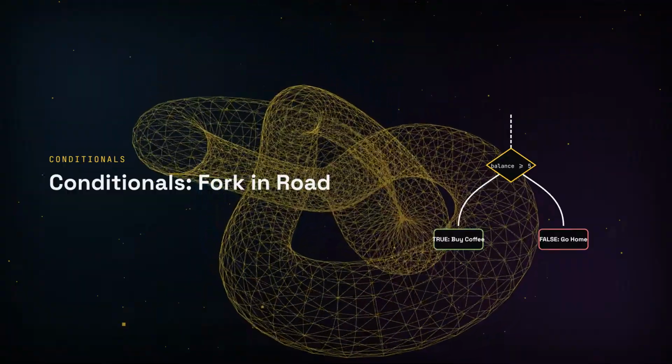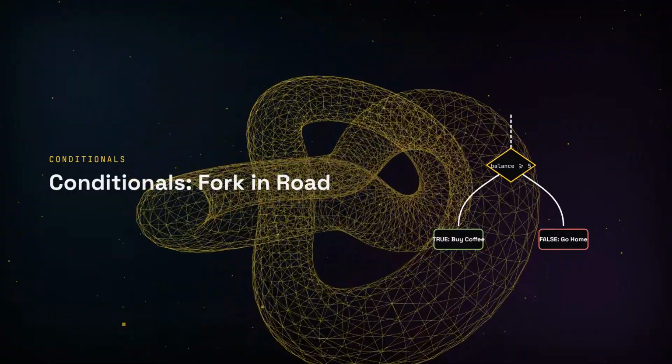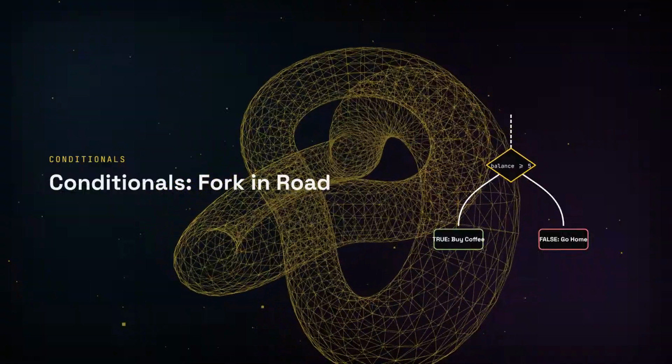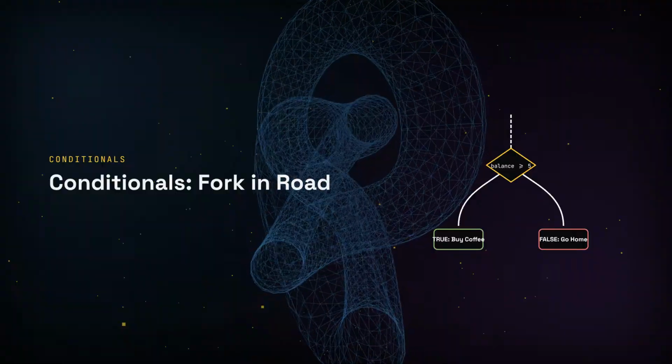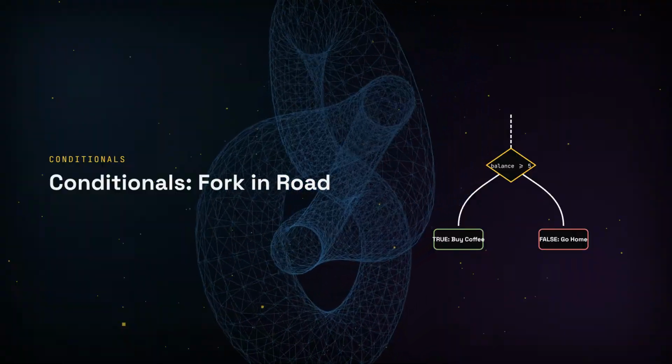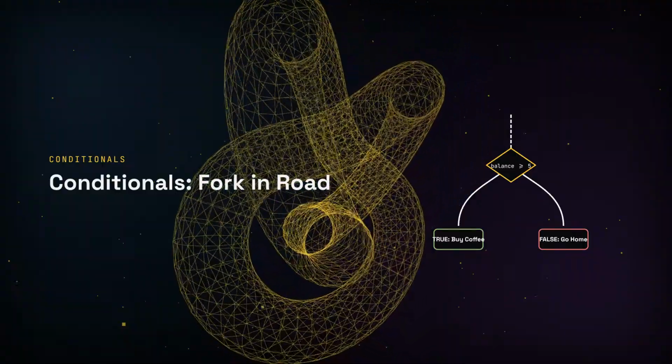For example, if you check your bank balance and have enough money, you buy the coffee, otherwise, you go home empty-handed. By evaluating conditions to true or false, our code dynamically chooses which path to follow, making our software intelligent and highly adaptive.